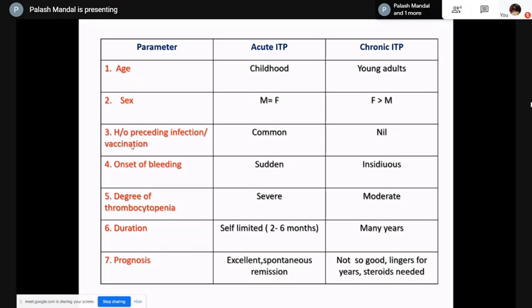Degree of thrombocytopenia: acute has severe, the second one is moderate. Duration: acute is self-limited, with a short duration, that is 2 to 6 months, and chronic may last many years. More than 1 year makes it chronic, and the disease may persist for many years. And the prognosis of acute is very good, excellent in fact, and chronic ITP is not so good, because it keeps on lingering, going on, coming back, going on, coming back, and steroid treatment may be needed.